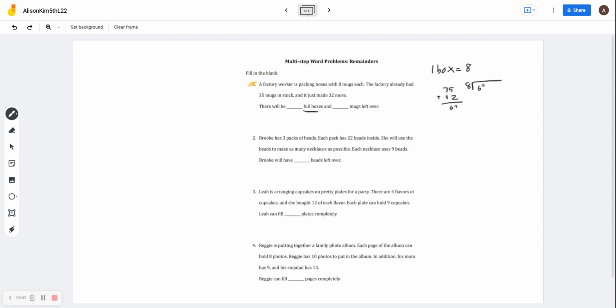8 can go into 67 about 8 times, right? Because 8 times 8 equals 64. However, 67 minus 64 gives us 3. So we have a remainder of 3. So this will be our whole number. So we have a total of 8 full boxes, but we're going to have 3 mugs left over that do not fit into a box. So that's going to be our leftover number of mugs.